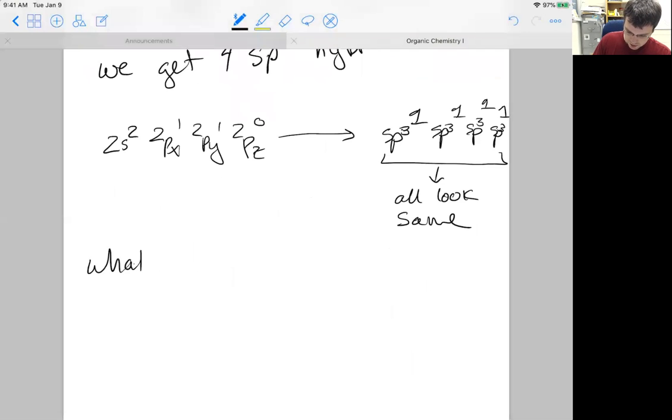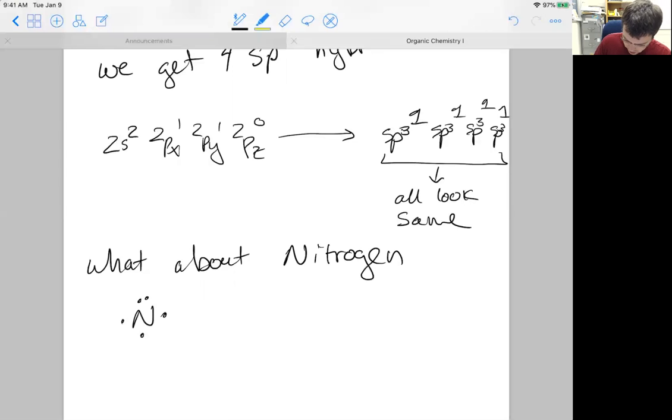Let's look at another example. What about nitrogen? So nitrogen has 5 valence electrons. 1, 2, 3, and then we put 1 lone pair. What this is saying is that with a lone pair of electrons, that's the only thing that differs from carbon. We still are looking at a 2s, 2px, 2py, 2pz. All of those atomic orbitals go in and they come out as 4 sp3 orbitals.